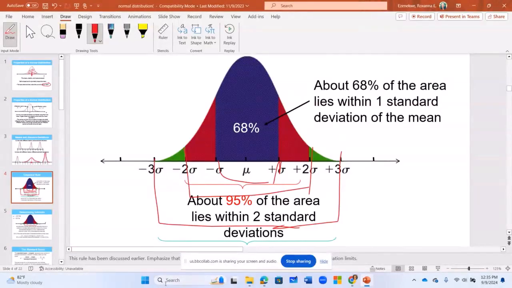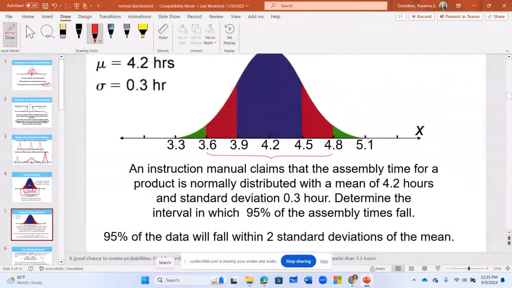So let's go back to now. Suppose we are given raw data like we have before. How do we calculate the area under the normal curve? We did it the other day, but I can just get my calculator and find the area under the normal curve within one standard deviation. We are told that the mean is 4.2 and the standard deviation is 0.3.